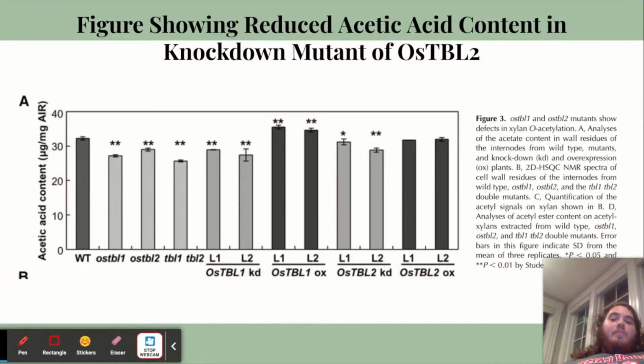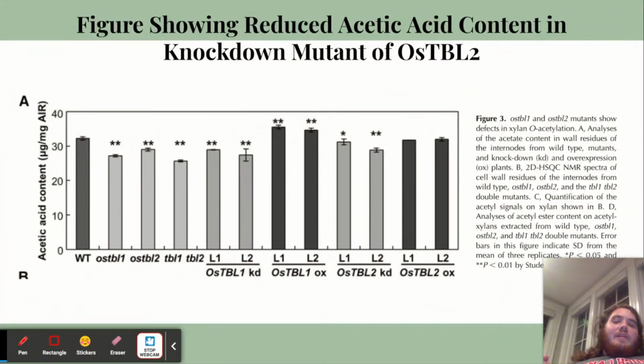So what we found here was basically that in knockdown experiments, there was a lower level of acetic acid content in them, right? So when they had mutants where the TBL2 gene, and they also studied the TBL1 gene, but we were more focused on the TBL2 because that was the analog of ours. What they found was that there was lower acetic acid content, and they knew that that was a marker of decreased xylan acetylation, right? And xylan is another cell wall polymer. It's a hemicellulose. And so this is kind of similar functions here, right?